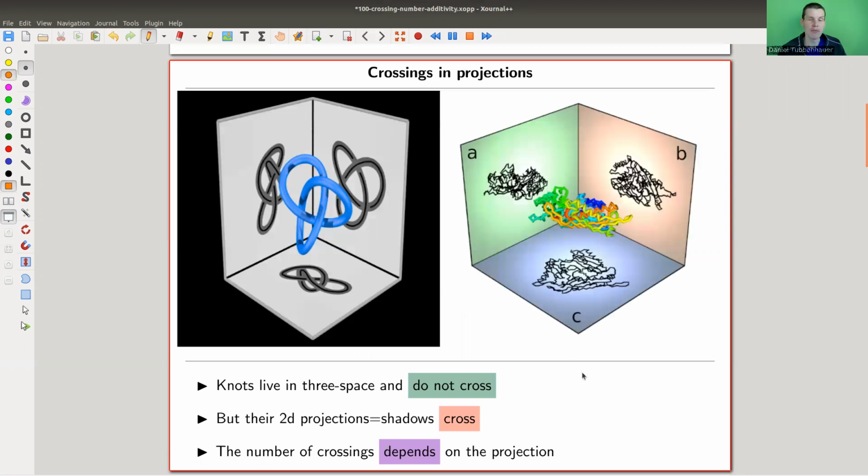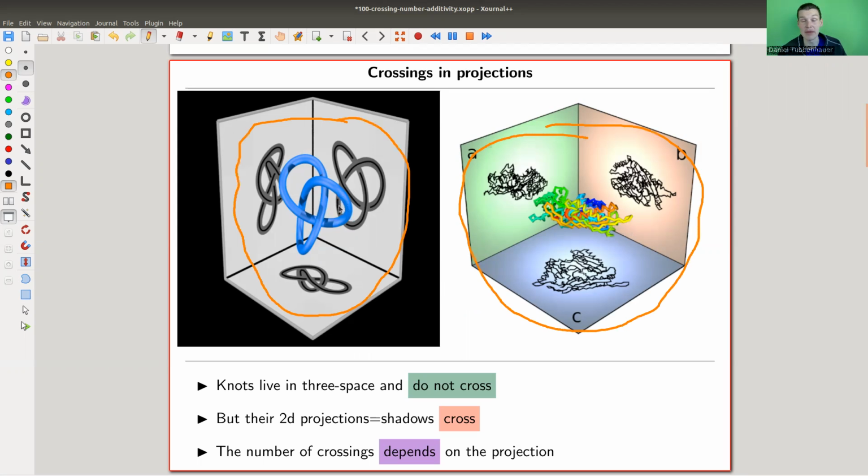Okay, so one of my favorite pictures here, or two of my favorite pictures. A knot is nothing else than a string in three-space, in whatever three-space you like. Here is a knotted protein on the right-hand side. On the left-hand side is maybe more the mathematical definition of a knot. But let's just say they live in three-space, and let's say three-space means R^3. Or you could also go with S^3, it doesn't really matter so much. But anyway, they are in three-space and they certainly don't cross.